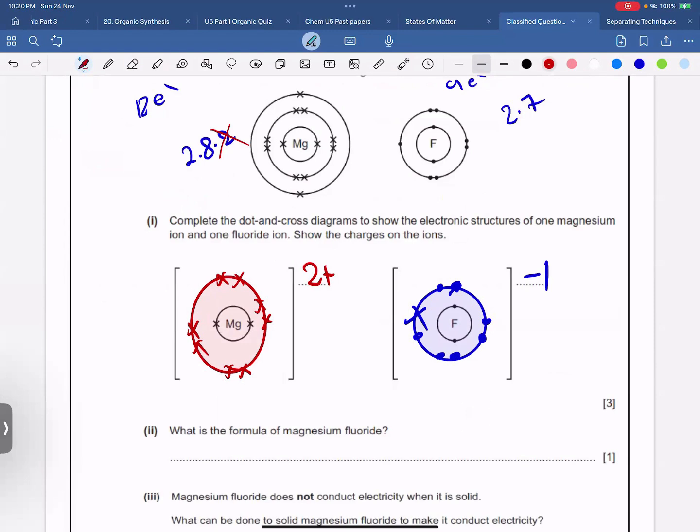But magnesium lost 2 electrons. Where is the second electron? Used by the second fluorine. So each one gained 1 electron. Each one gained 1 electron. So the total number of electrons lost should be the total number of electrons gained.